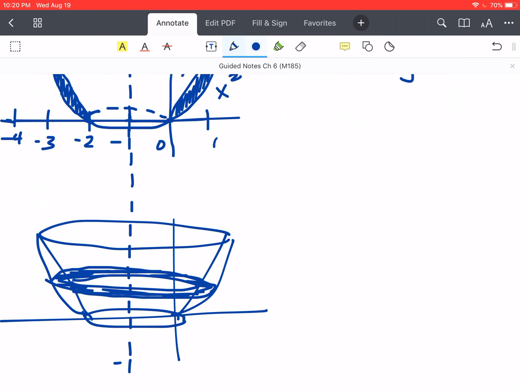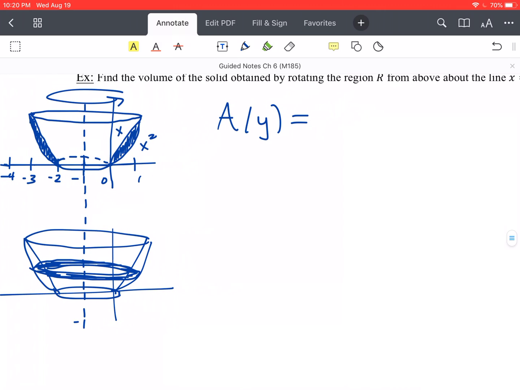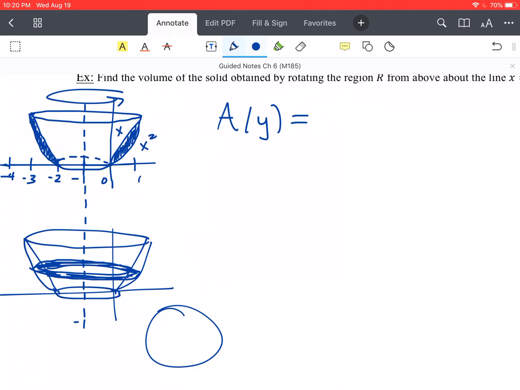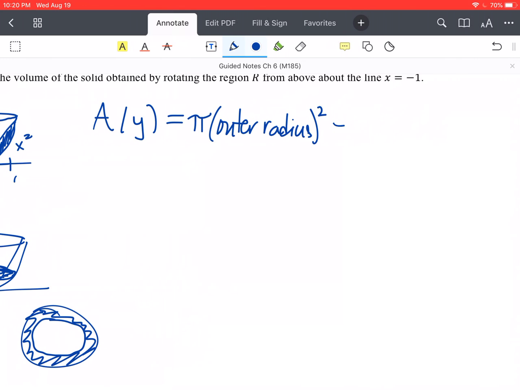around x equals -1. So when we're looking at the area, it is going to be circular, right? So it's going to have, again, that general form of outer circle minus inner circle when we're looking for that area. So it's going to be pi times whatever the outer radius is squared minus pi times the inner radius squared.